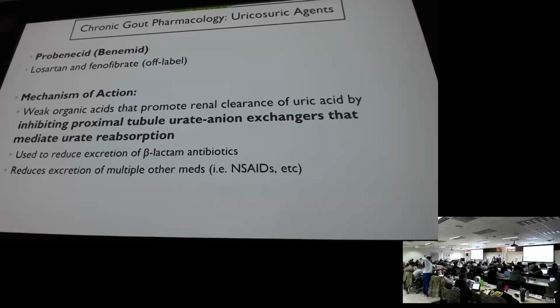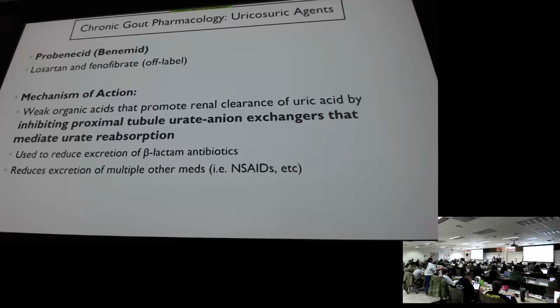And the mechanism of action is that probenecid is a weak organic acid, so it's going to promote renal clearance by inhibiting the urate anion exchangers that mediate urate reabsorption. In other words, it's affecting that channel, so they're not being absorbed back into the system, and they're going out with the urine.